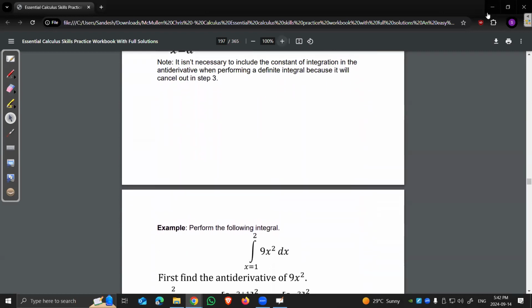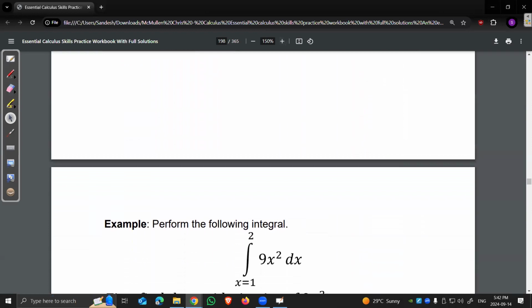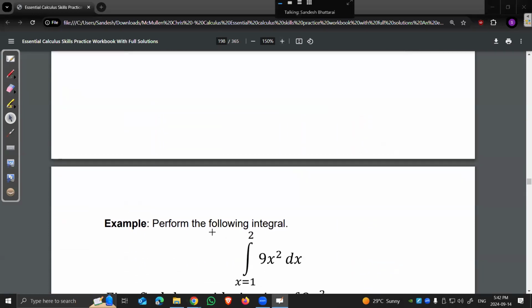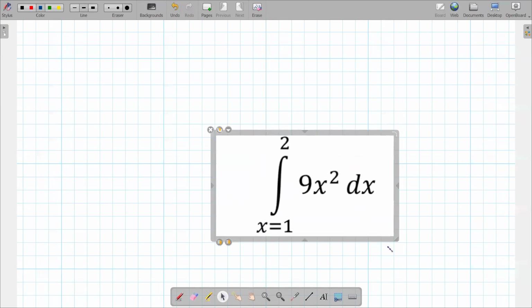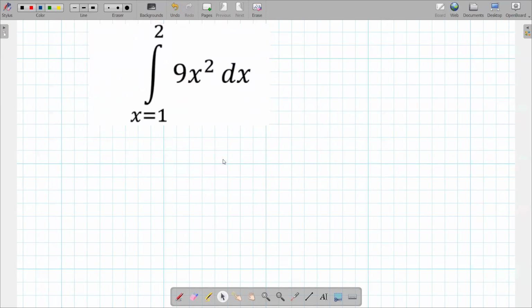Now the book is going to throw at us definite integrals. Remember, with definite integrals, they will give you an upper bound and a lower bound. You don't have to add a plus c, but you do have to plug the values in and get a final answer at the end. What's the integral of 9x squared? It's 3x cubed. 3x cubed is right.